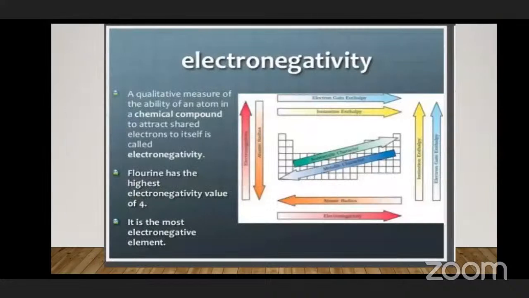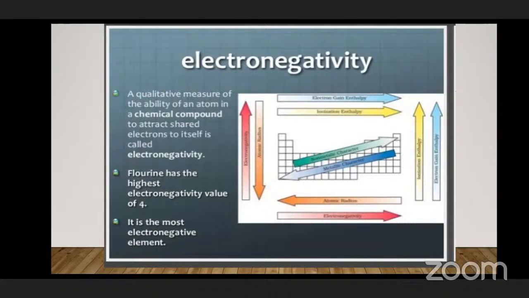So finally, the last property is what? Electronegativity. What is electronegativity? Ionization enthalpy is the energy required to remove an electron from the valence shell. Electron gain enthalpy means what? By adding one electron to an element, energy is released by the element. That one is the energy required to remove, and this is the energy released by adding.